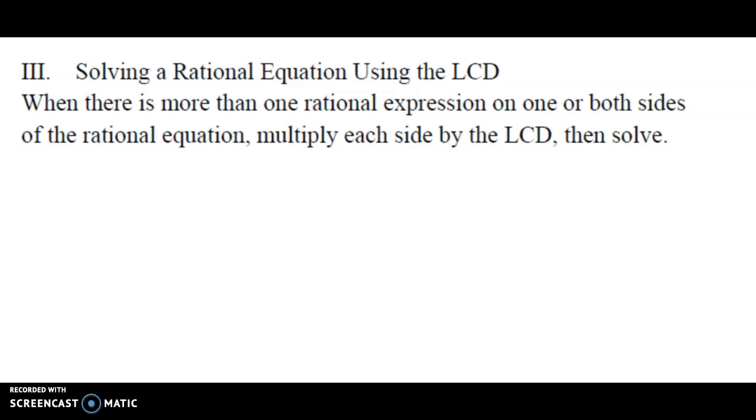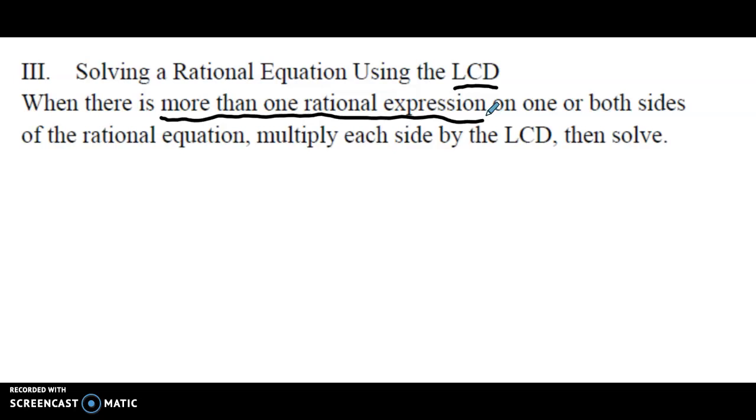Okay, today we're going to finish 11.7 solving rational equations. And today we're going to be doing the method where we solve using the LCD. You're going to use the LCD when there is more than one rational expression on either one or both of the sides of the equation.